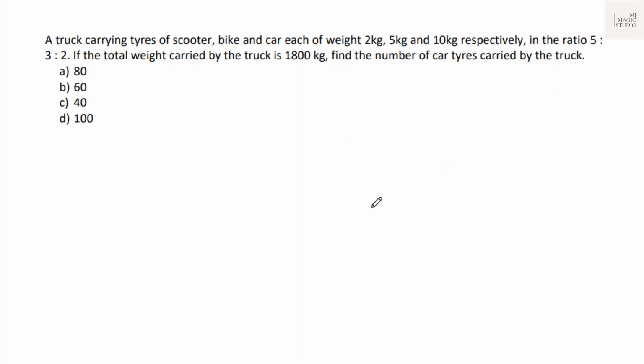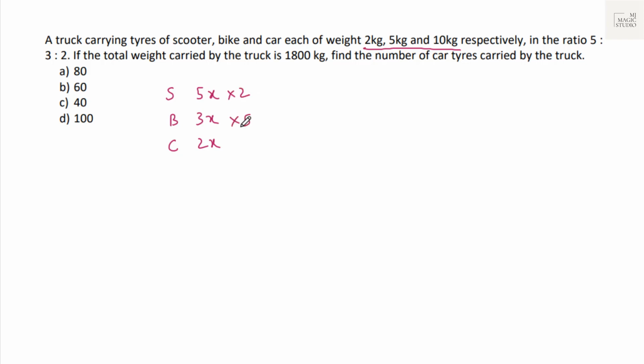Okay, again a linear equation based mixture question. Give it a try. A truck carrying tires of scooter, bike and car, each of weight 2 kg, 5 kg and 10 kg, in the ratio 5:3:2. That means the total number of scooter tires is 5x, bike tires are 3x and car tires are 2x, and the individual tire weights are also given.